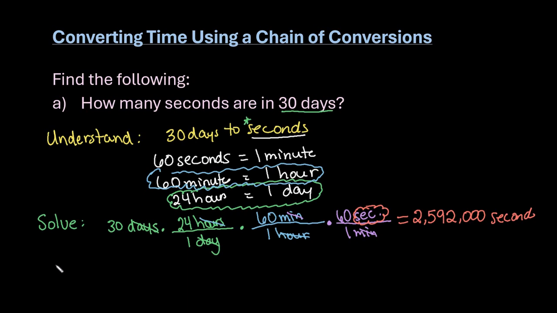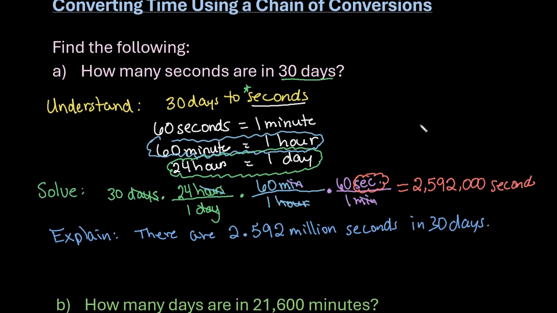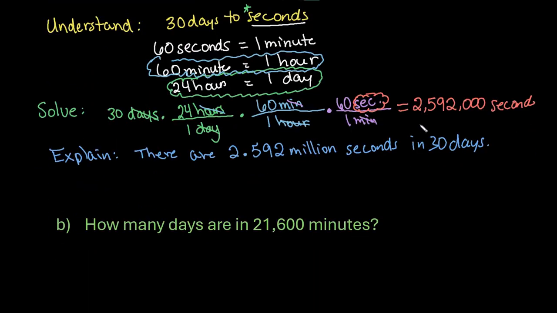Okay, and then the last step of this problem-solving approach in the USE method is to explain. So we can say that there are, and if you wanted to, instead of writing it out, you could always change it to there are 2.592 million seconds in 30 days. So this is why we don't use seconds all the time, because it doesn't make sense. It's much easier to talk about 30 days than it is to talk about 2.592 million seconds.